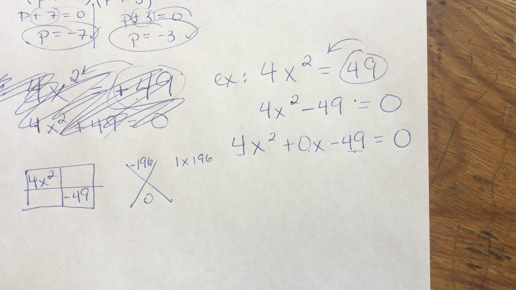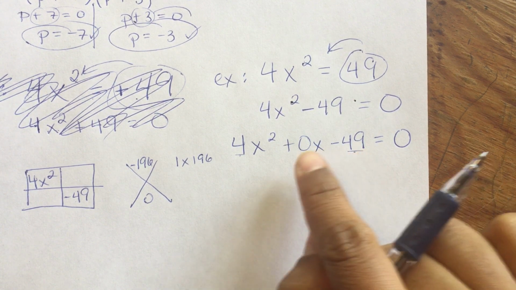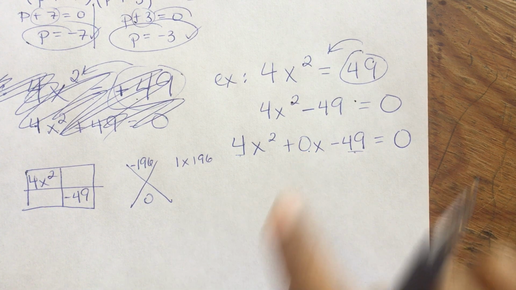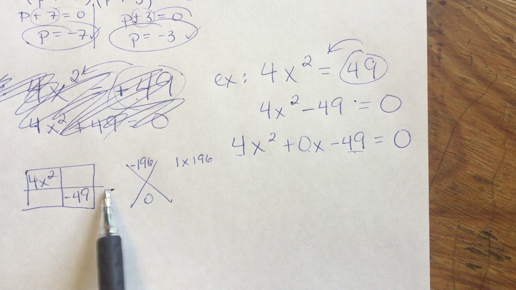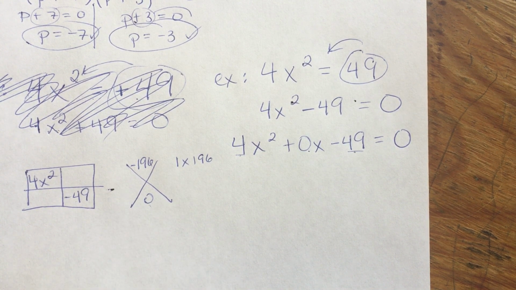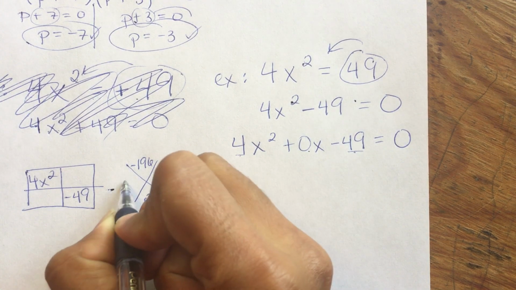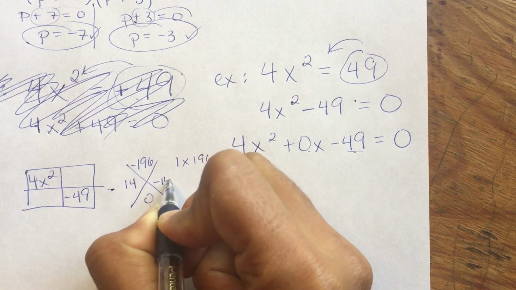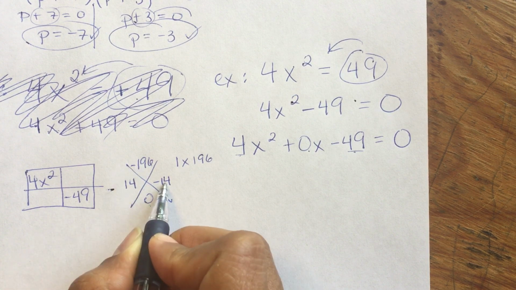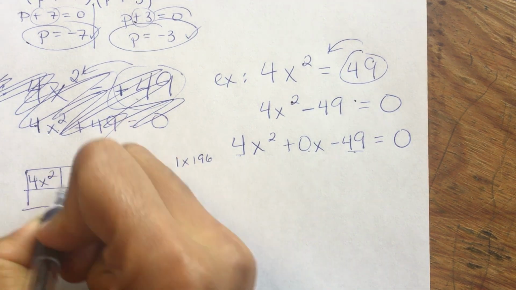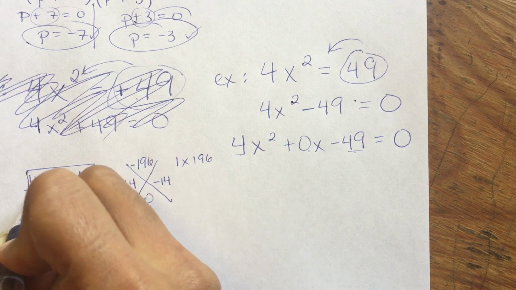But you already know that when we're looking for our middle term to disappear, we're looking for a number times itself, a number times its opposite, basically, so that we can get a sum of 0. So you know what that is. That's going to be 14 times negative 14. A number times its opposite will give me this, and if I add them together, it'll give me 0. So let's put these in here with x's.